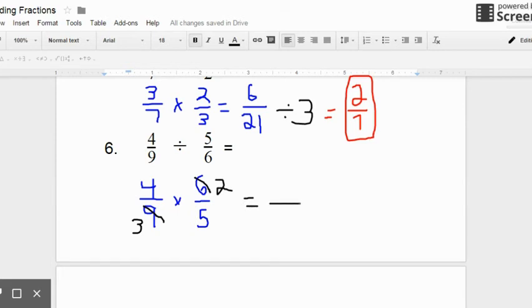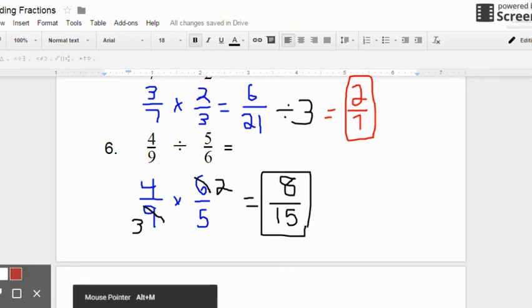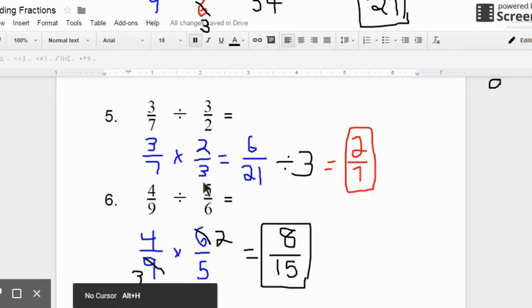Now we do the multiplication. 4 times 2 is 8. 3 times 5 is 15. Now we always want to double check, can I simplify this any further? Of course the answer is no in this case, so that is your simplified fraction. Either way, method 1 or method 2 for multiplication works, but we have to remember our keep, change, flip. We keep the first fraction, change to multiplication, and flip the second fraction.